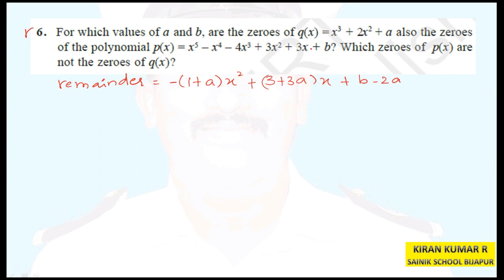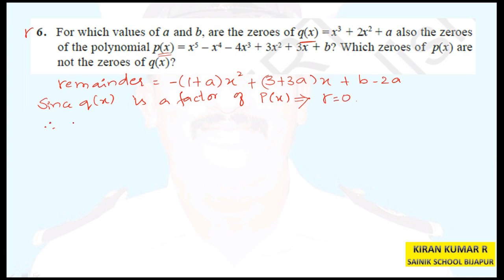Remember, we are given that the zeros of q of x are also the zeros of p of x. So it means q of x is a factor of p of x. Since q of x is a factor of p of x, we get a remainder as 0.